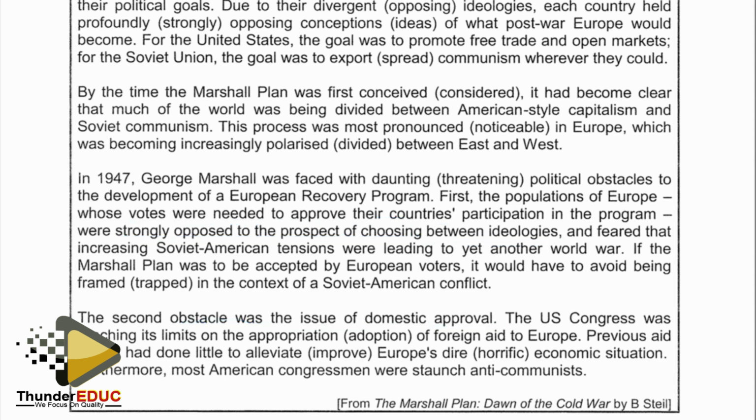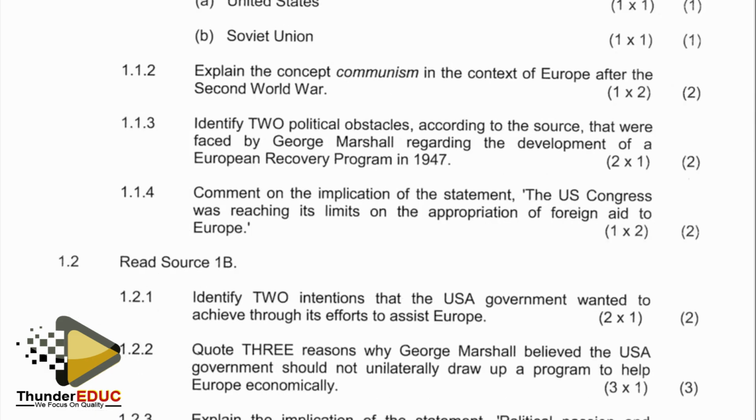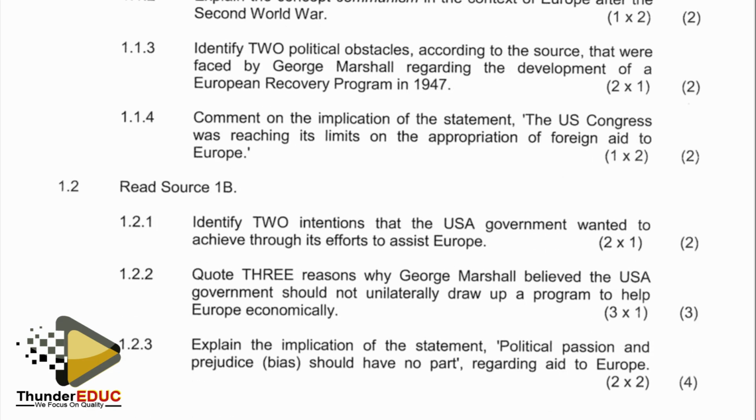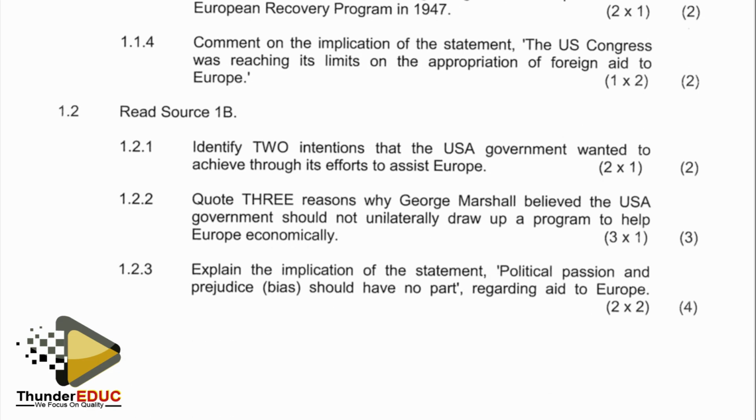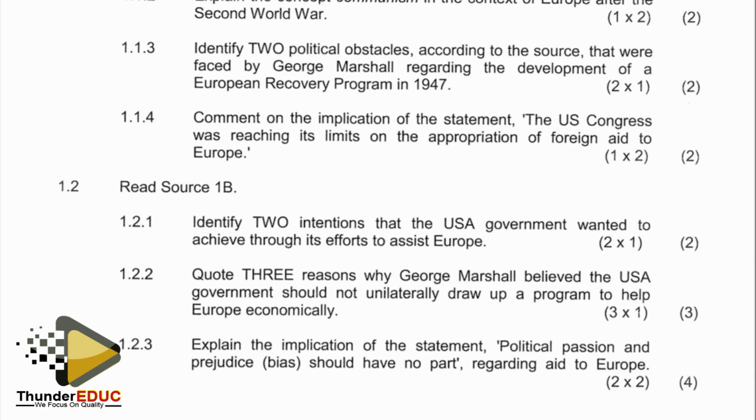We move on to the next question, which is question number 1.1.4. Right. Comment on the implication of the statement. The U.S. Congress was reaching its limits on the appropriation of foreign aid to Europe. What does that statement imply?